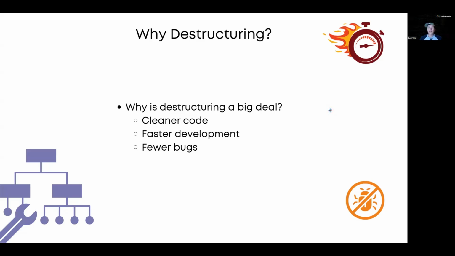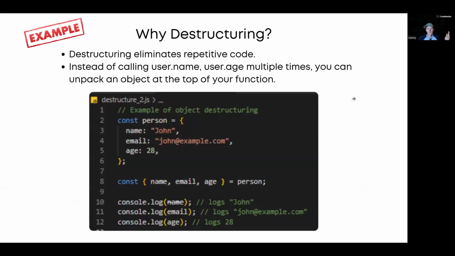So why destructuring? And why did they even introduce it? It is a big deal. It results in cleaner code, faster development, and fewer bugs. So let's look at why. It eliminates repetitive code. When you're working with objects using dot notation, you're constantly using the object name, dot, the property you want to unpack. So instead of calling user.name, user.age multiple times, you can unpack an object at the top of your function or the top of your code and then quickly access the data by variable name instead of using this dot notation, which results in more concise code, cleaner code, and fewer problems.